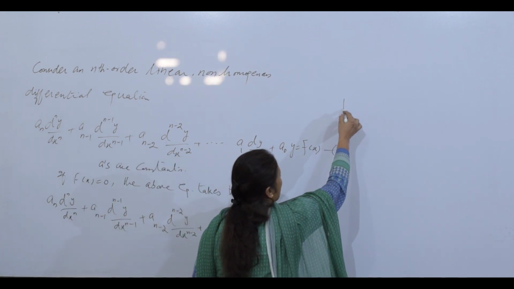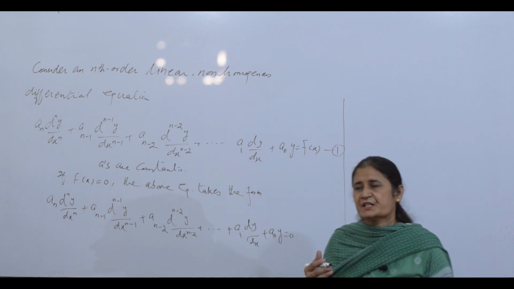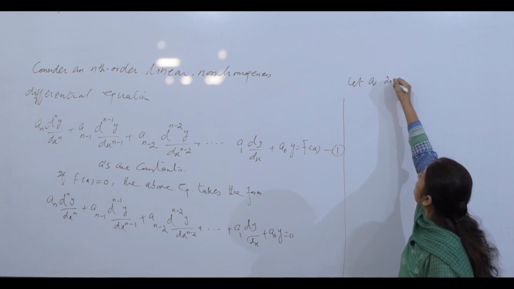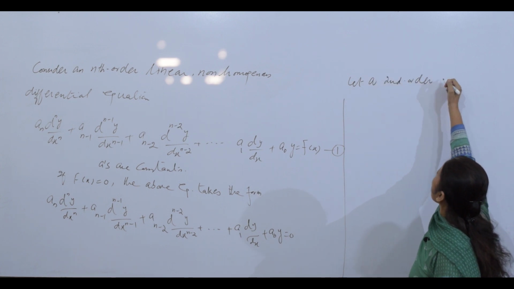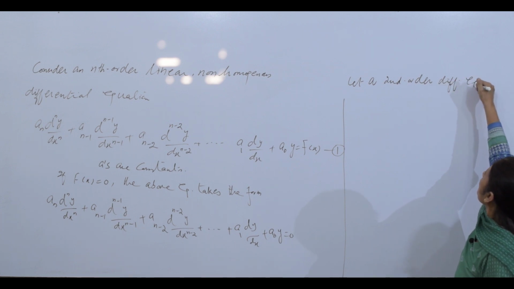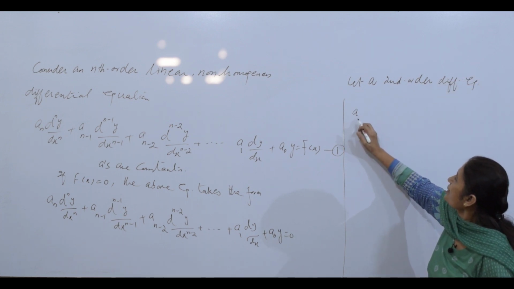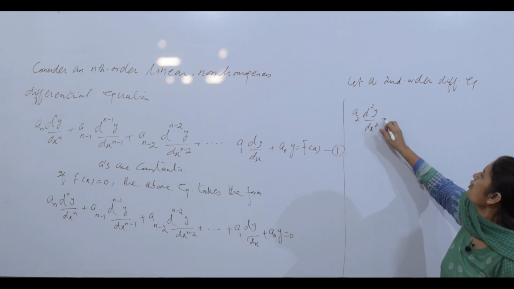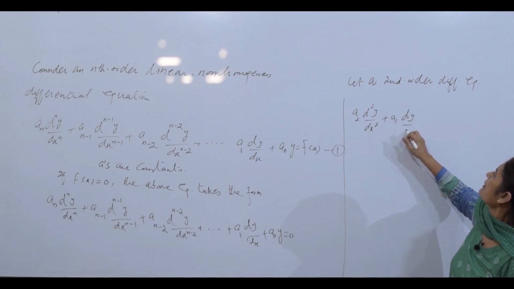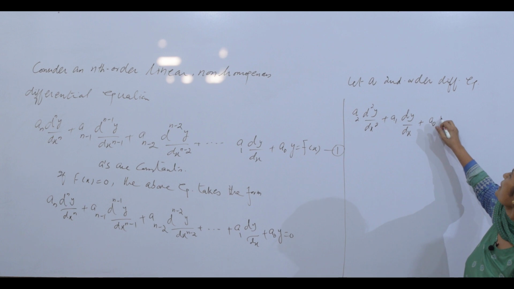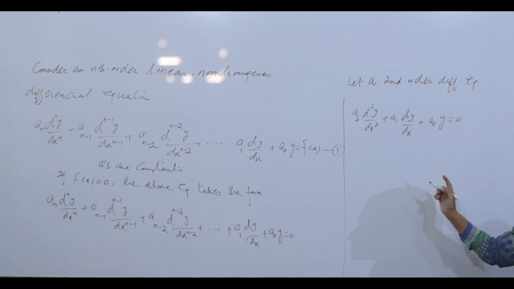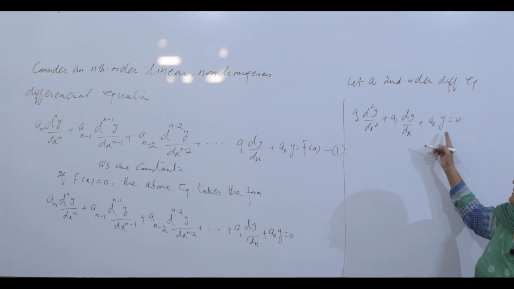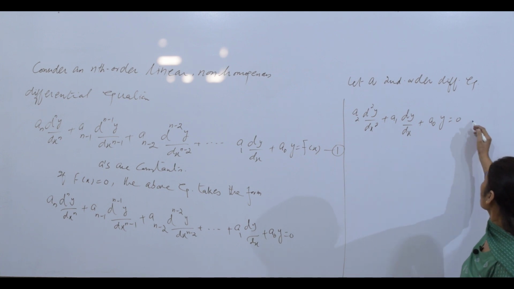Now consider a second order. We have to restrict ourselves to second order. Let a second order differential equation be a_2 d^2y by dx^2 plus a_1 dy by dx plus a_0 y equal to 0. So this is second order linear homogeneous. There are three terms, two are derivatives, one is the dependent variable itself. Call it number 2.